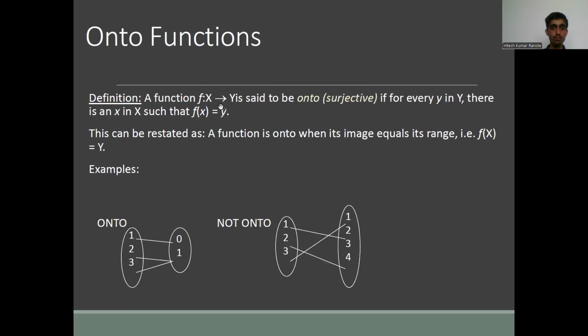Onto function. A function f from X to Y is onto if for every y in Y there is an x in X so that f(x) = y. This can be restated as: a function is onto when its image equals its range, that is f(X) = Y. Here is an example diagram: 1 approaches 0, 2 approaches 1, 3 approaches 1. And this is not an onto function. Here 2 has no image in this domain and 4 has no image in the domain. So this is not an onto function.